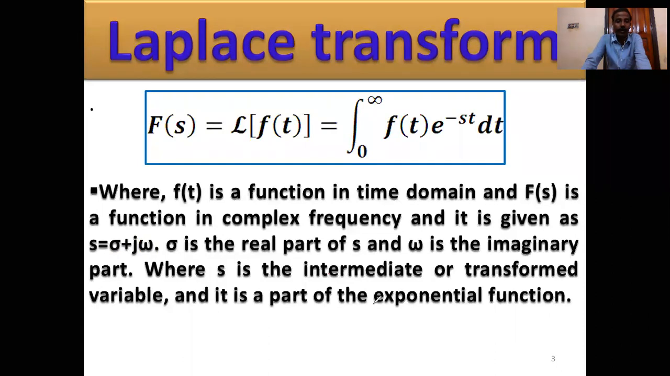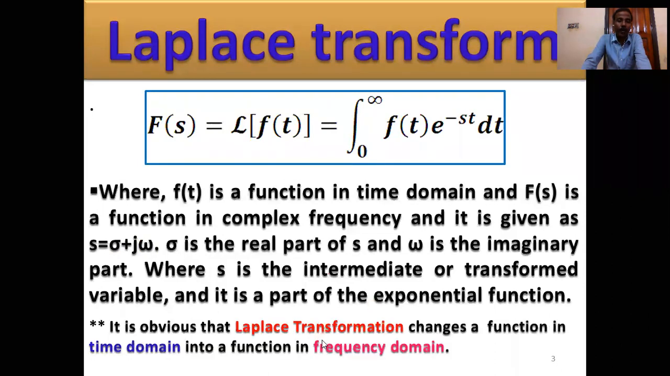Then it is obvious that Laplace transform changes a function in time domain to a function of frequency domain, because this is the time domain function, and after Laplace transform, this is the frequency domain. So Laplace transform changes a function in time domain into a function of frequency domain. This is a very important property.